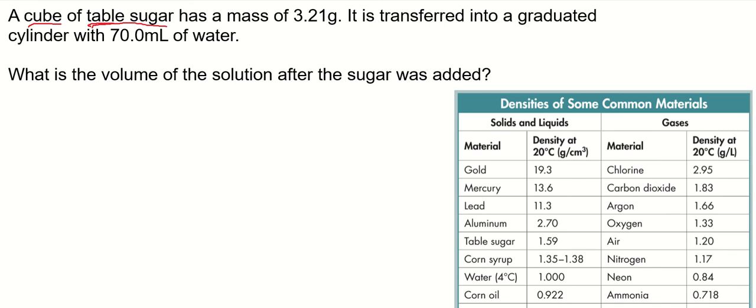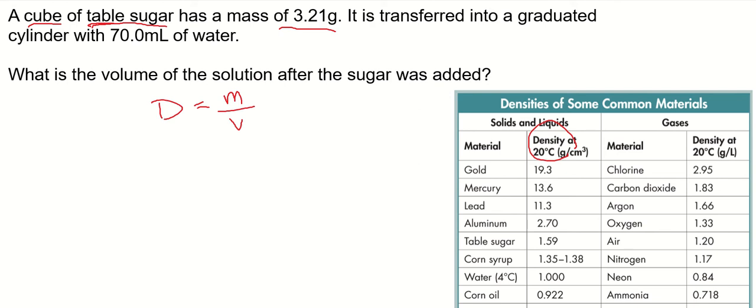Table sugar has a mass, we're given mass, and we have density here, so we can get volume. Whenever we're given two of the three here, where density is mass over volume, then we can solve for the third variable. We are given density, and we are given mass, and I guess it's going to ask us for volume, huh?